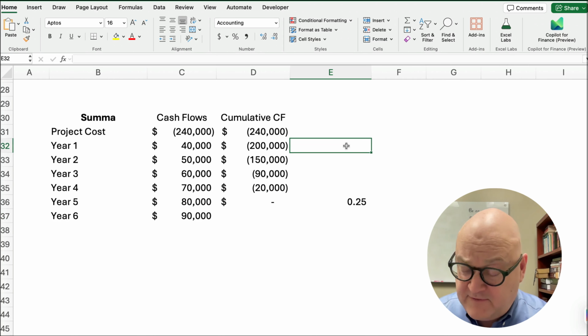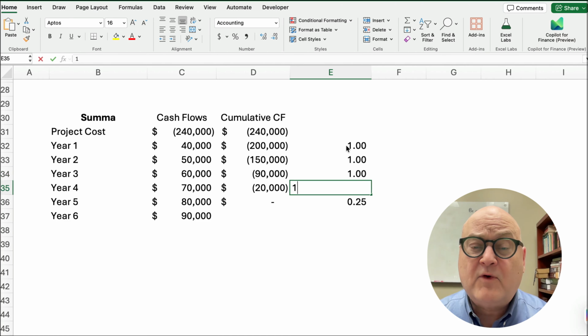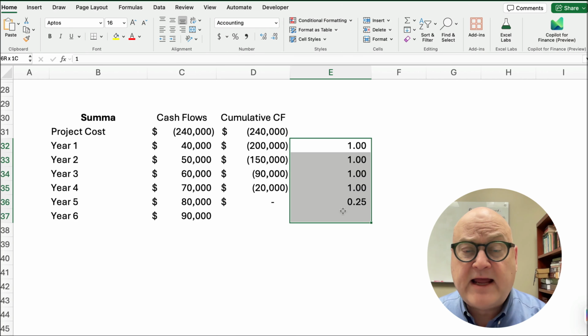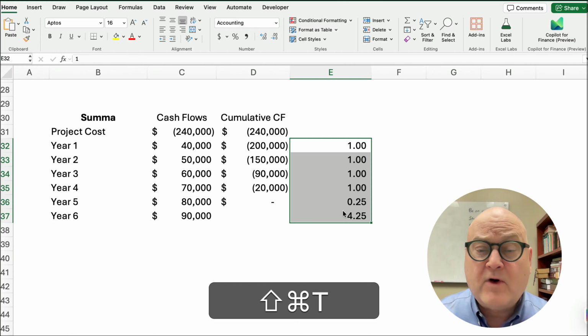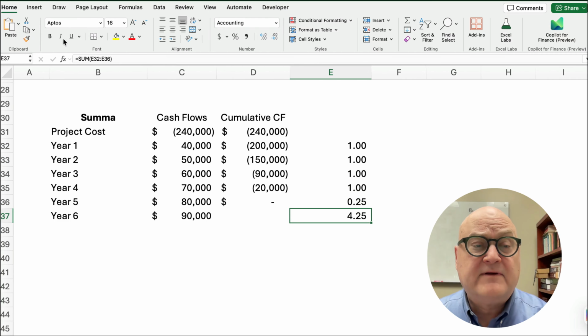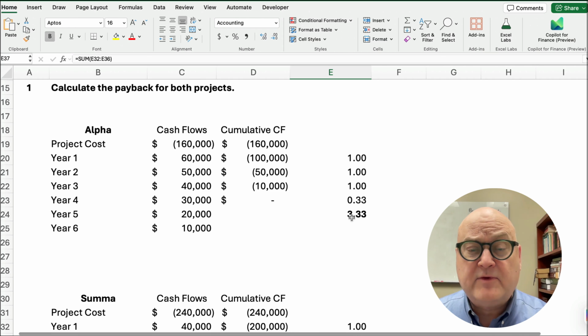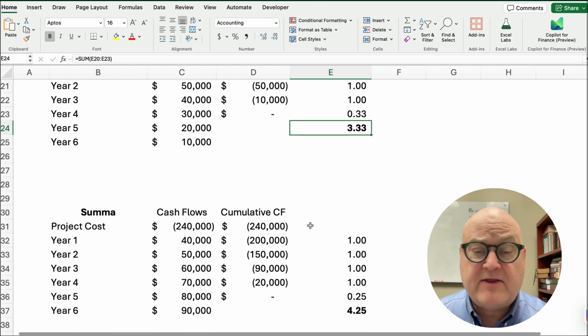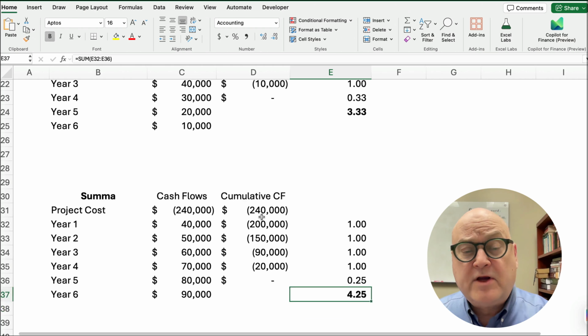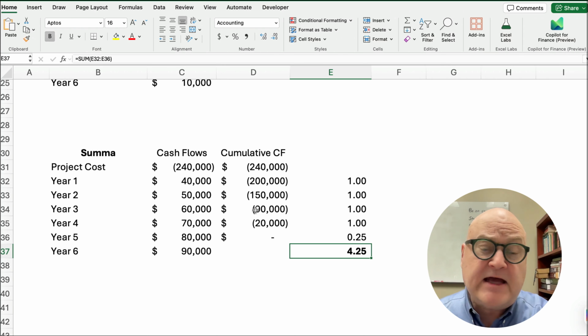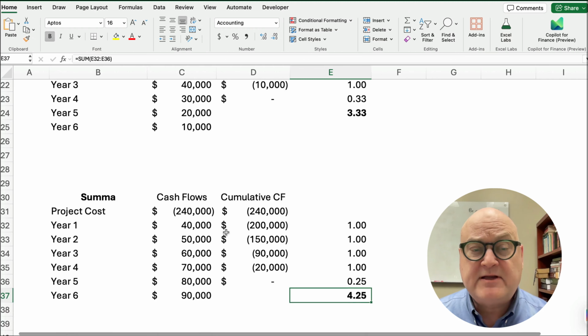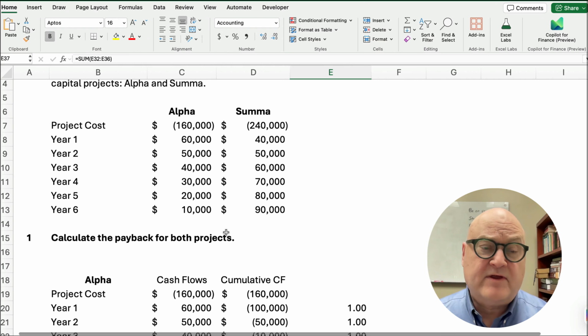So what do we have? We have 1, 2, 3, 4 years. So our answer is 4 1/4, 4.25 is our payback period. So if everything was equal, then we would prefer the 3.3 years rather than the 4.25. We're going to use this same cash flow to calculate net present value and internal rate of return, so we can actually figure out which one's a better investment, the alpha or the summa.